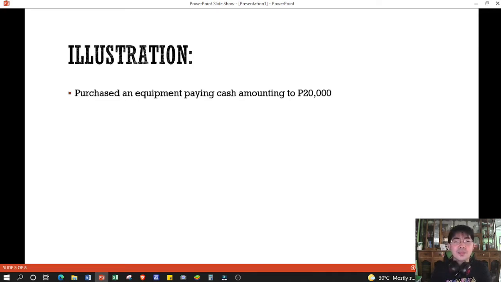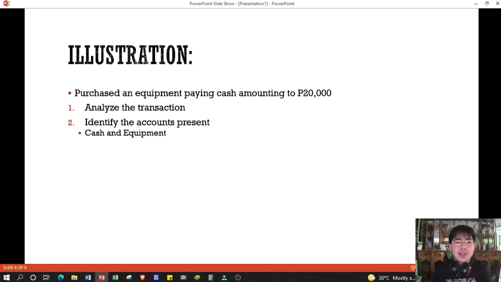Now, another illustration. Purchase an equipment paying cash amounting to 20,000. Okay, let's analyze the transaction. Again, the business here purchased an equipment. Tapos, the equipment amounted to 20,000 pesos, and nagbayad siya og cash 20,000. Next, identify the accounts that are present. Of course, kay involved man dyan ang cash. Pag paying cash or paid nga term, then automatically it will involve cash. So, naa nay cash nga account as well as equipment because nagpalit man tag equipment.